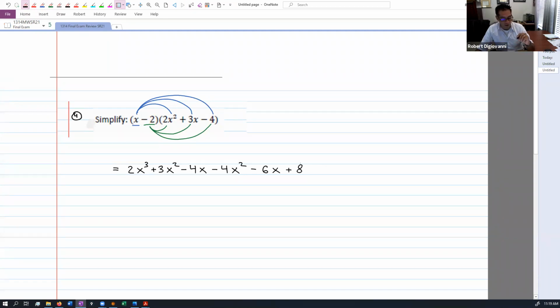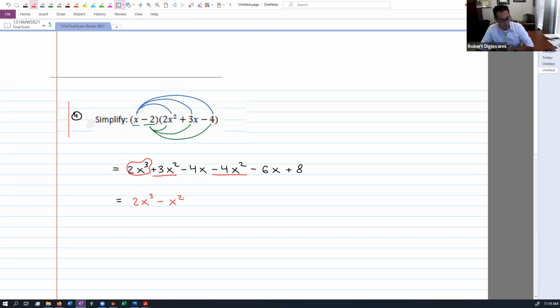We need to simplify this, so we need to collect like terms together. I have only one x cubed term, okay, so I'm going to have 2x cubed. In terms of x squareds, I have a +3 and a -4x squared. So putting those two together, I should just get -x squared.